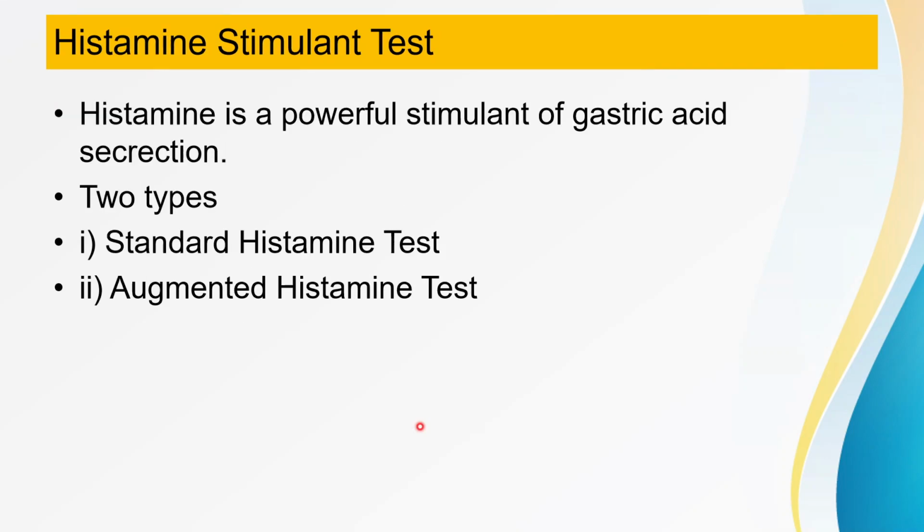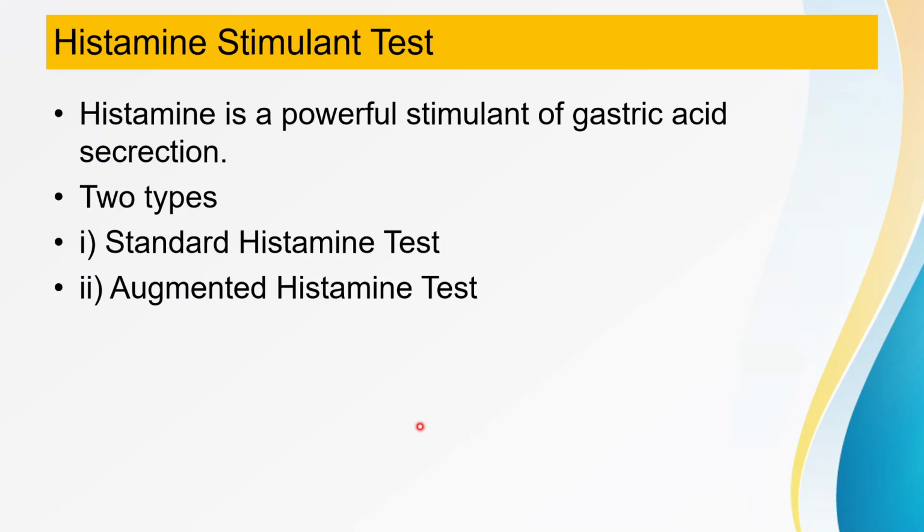So the best example for the stimulant is the histamine stimulant test. It's a powerful stimulant for gastric acid secretion. This histamine can stimulate gastric juice with low pepsin content. So this test can be performed to differentiate true achlorhydria from false achlorhydria. It can be of two different types, a standard histamine test and an augmented histamine test.